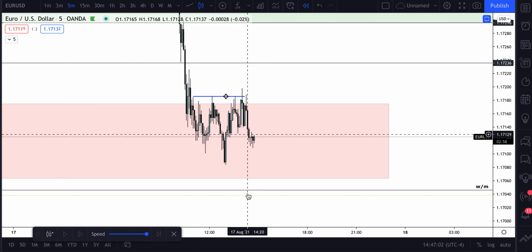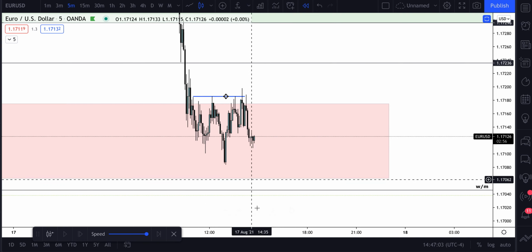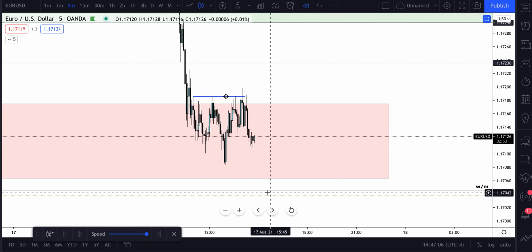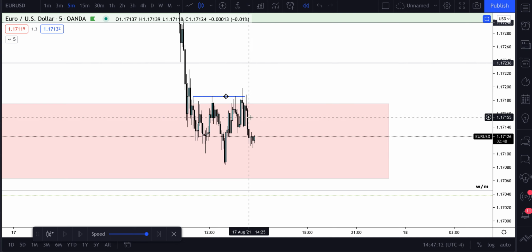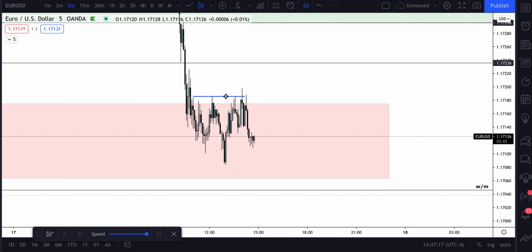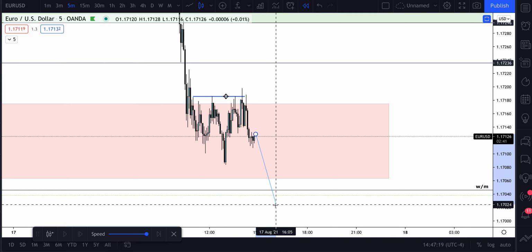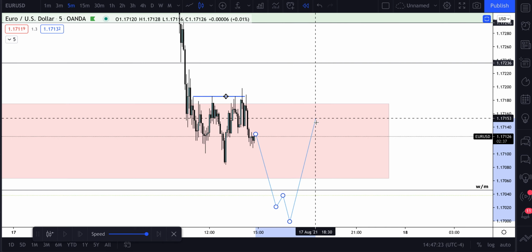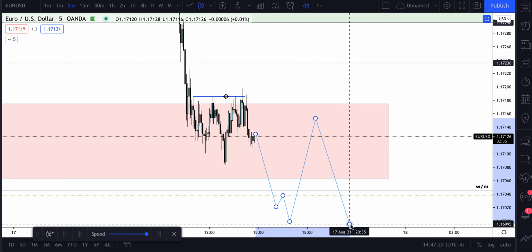Or what it might do is liquidate the zone, trap a bunch of people on the breakout, expecting to sell, come back up into a supply, and then drop, right? Something like this. Basically, boom, boom, and then straight down to hell, right?